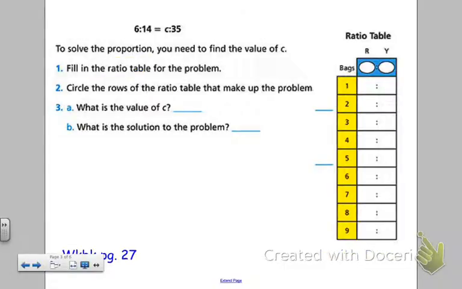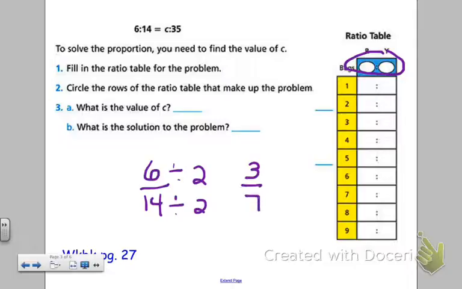One way to do this is by using a ratio table. Now remember, with a ratio table, we need to have the basic ratio at the very top. The basic ratio is the ratio that is in simplest form. So if I have 6 to 14, if I simplify 6 to 14, that's going to give me 3 to 7. That tells me that the basic ratio here is going to be $3 for one bag of red apples and $7 for one bag of yellow apples. So, one bag is $3 for the red, one bag is $7 for the yellow.